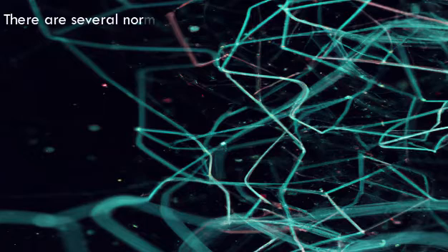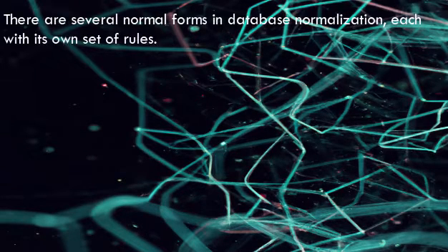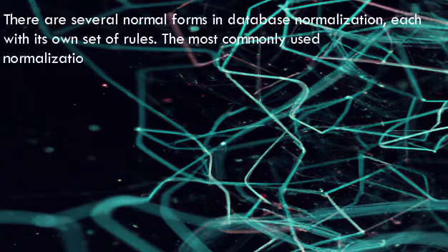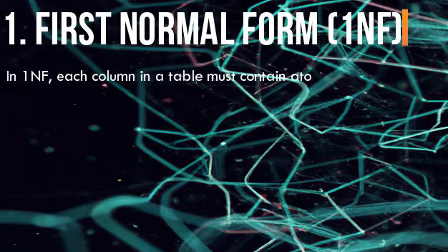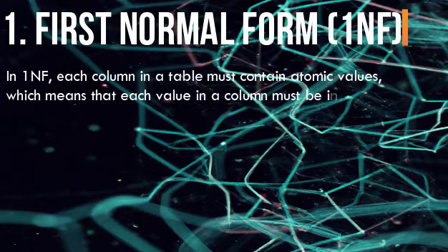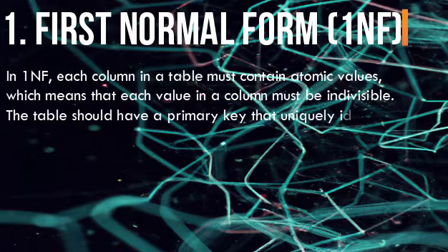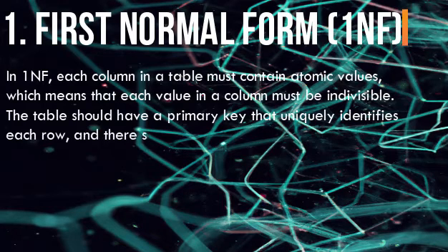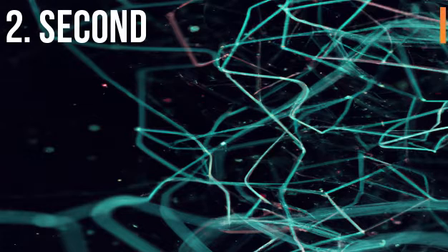There are several normal forms in database normalization, each with its own set of rules. The most commonly used normalization forms are: 1. First normal form, 1NF. In 1NF, each column in a table must contain atomic values, which means that each value in a column must be indivisible. The table should have a primary key that uniquely identifies each row, and there should be no repeating groups or arrays.